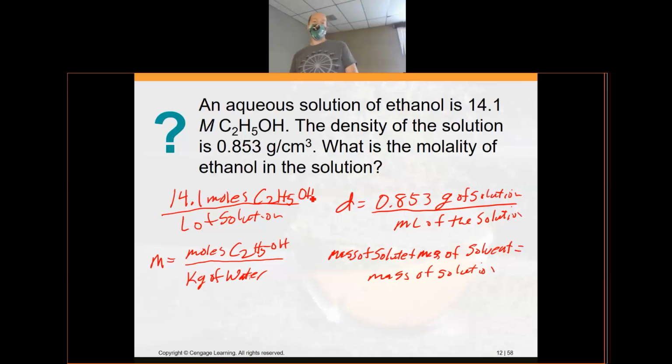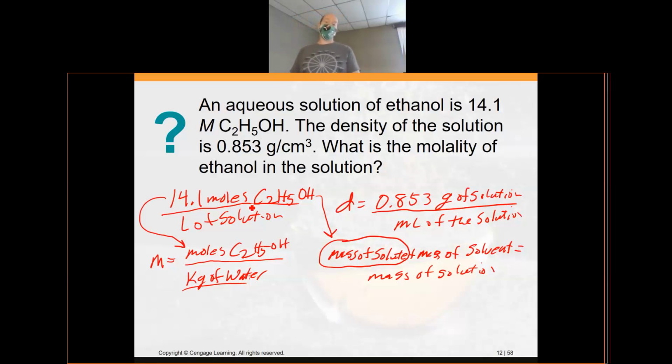All right, so we have moles of our solute. All we need to do is find the molar mass of our ethanol. We can easily convert moles into grams, and we would have the mass of the solute. The mass of the solvent, that's what we're looking for to put in our denominator. Of course, our 14.1 goes right into our numerator.